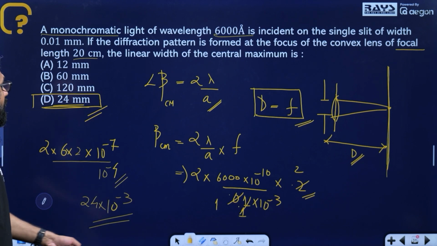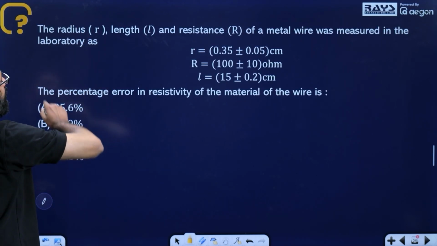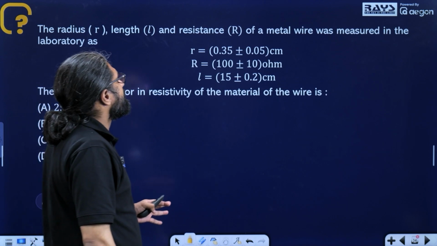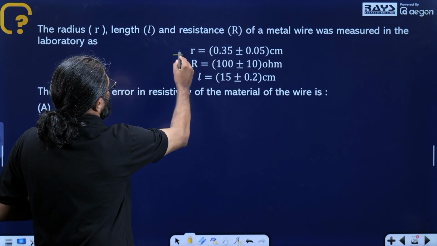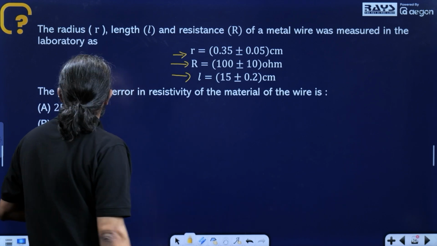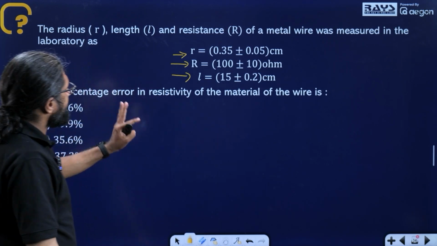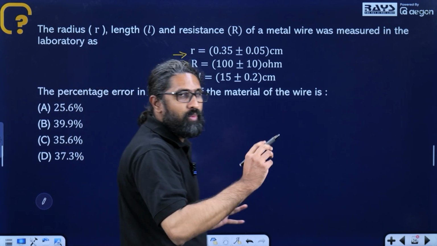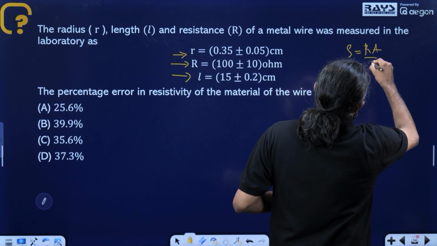Right? Now, the next question says, the radius R, length L and resistance capital R of a metal wire was measured in the laboratory as follows. The percentage error in resistivity of the material of the wire is. This is the resistivity equation. Rho is equal to RA by L.